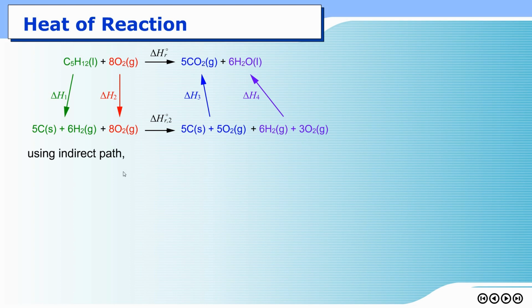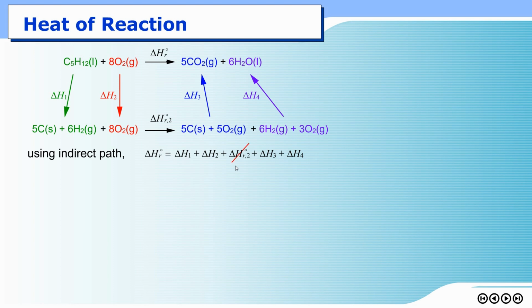So if you use the indirect path, you start from this state. This is our initial state, and this is the final state. Instead of going directly through this path, we can go down here and go to the right hand side and up there. This is our indirect path. By doing so, delta H for the direct path is equal to the combination of all steps in the indirect path. So I take delta H1, 2, 3, and 4 combined together with delta HR2. This is the way we use the indirect path.